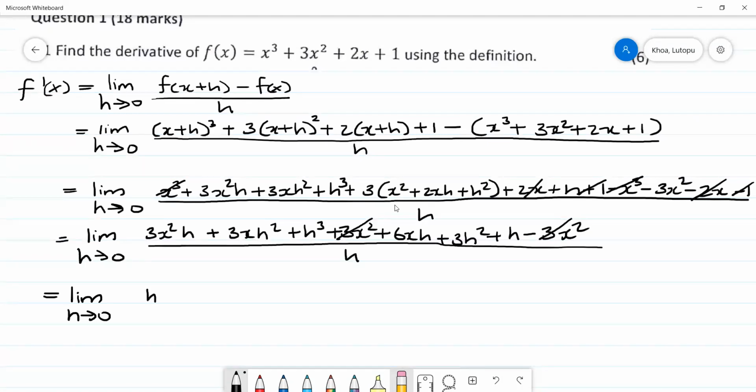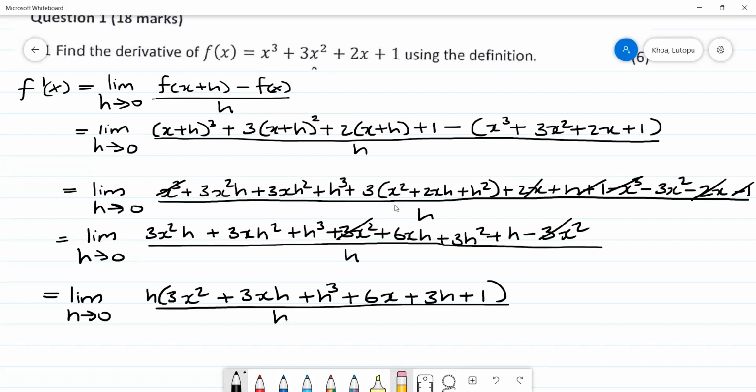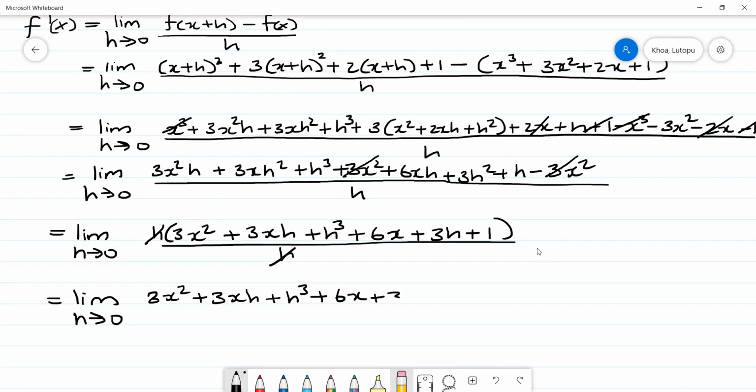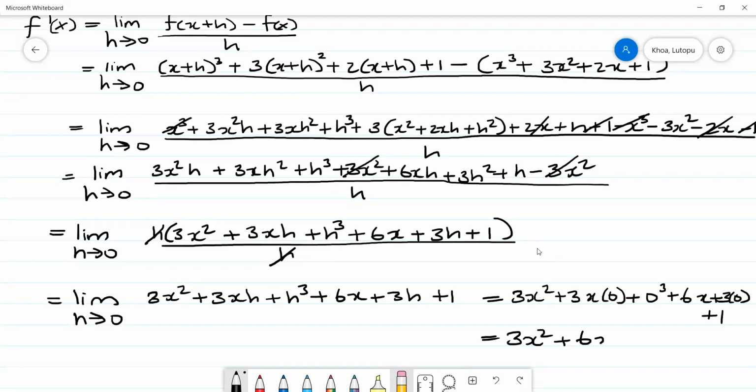So now we'll factorize h. We have 3x squared plus 3xh plus h cubed plus 6x plus 3h, and then I have plus 1. This is all over h, and these two will cancel. So now I have the limit as h goes to 0 of 3x squared plus 3xh plus h cubed plus 6x plus 3h plus 1. And now when I substitute h is equal to 0, I no longer write the limit. So this is 3x squared plus 3x times 0 plus 0 to the power of 3 plus 6x plus 3 times 0 plus 1. This gives me 3x squared plus 6x plus 1.